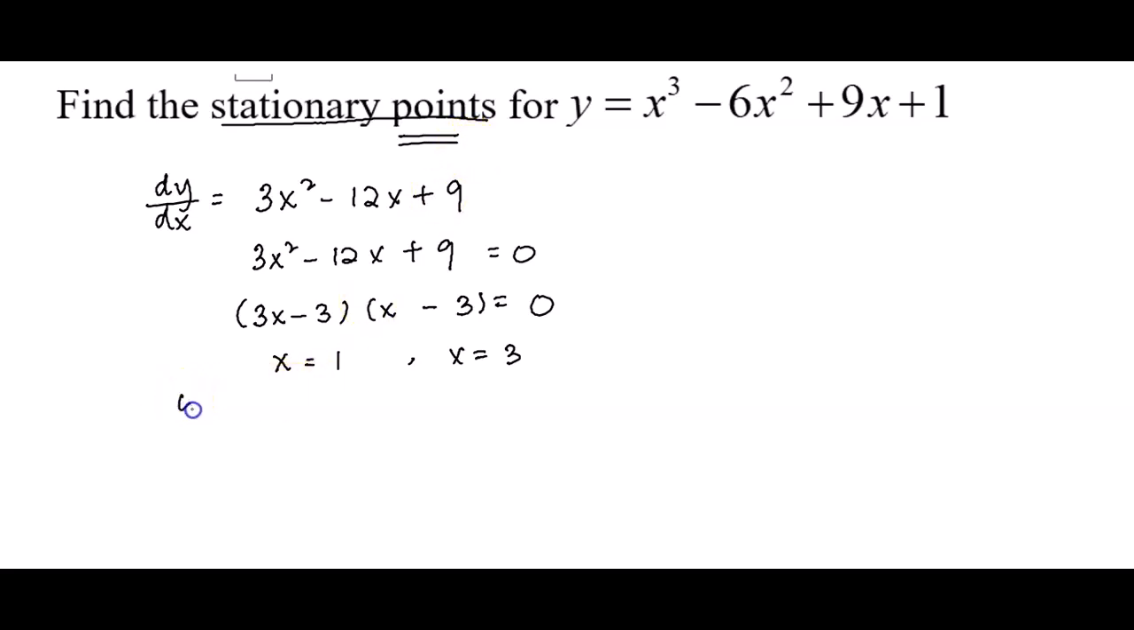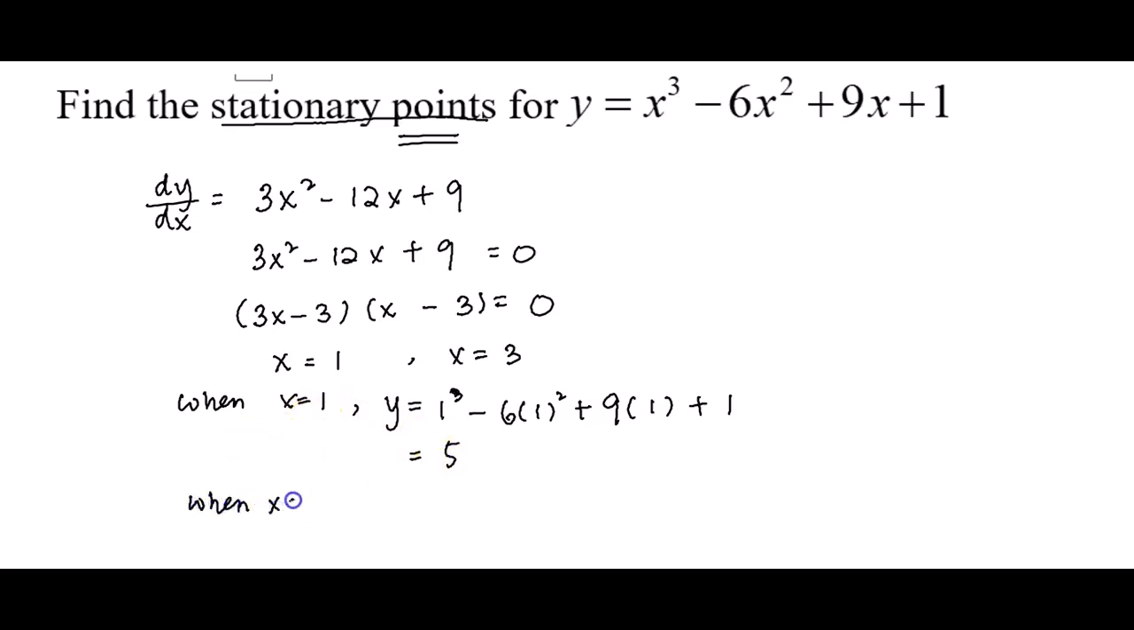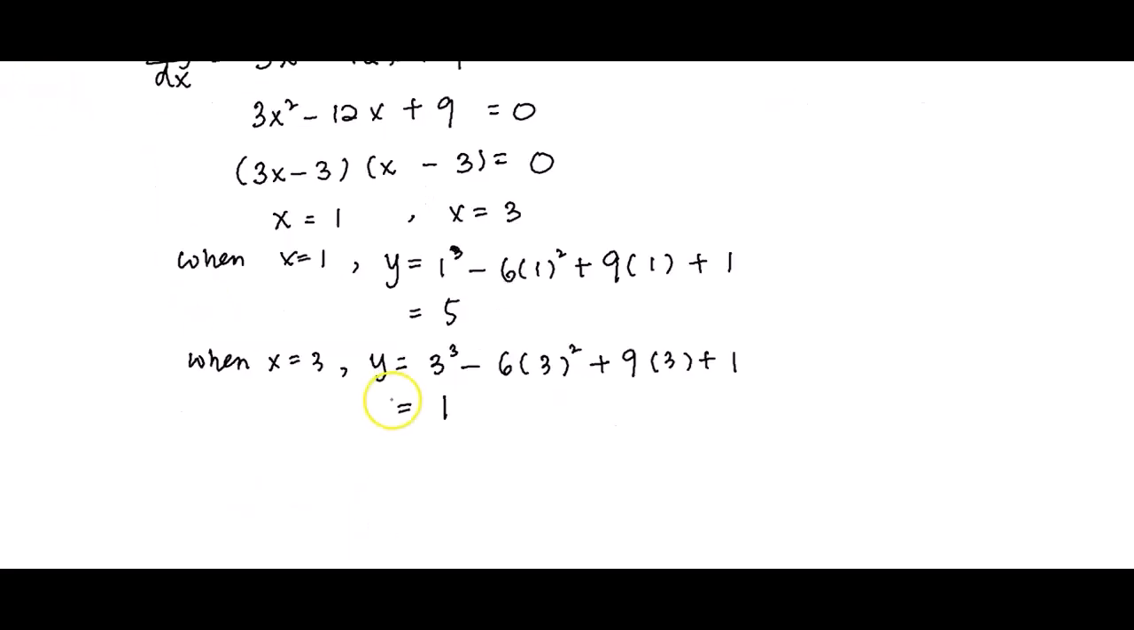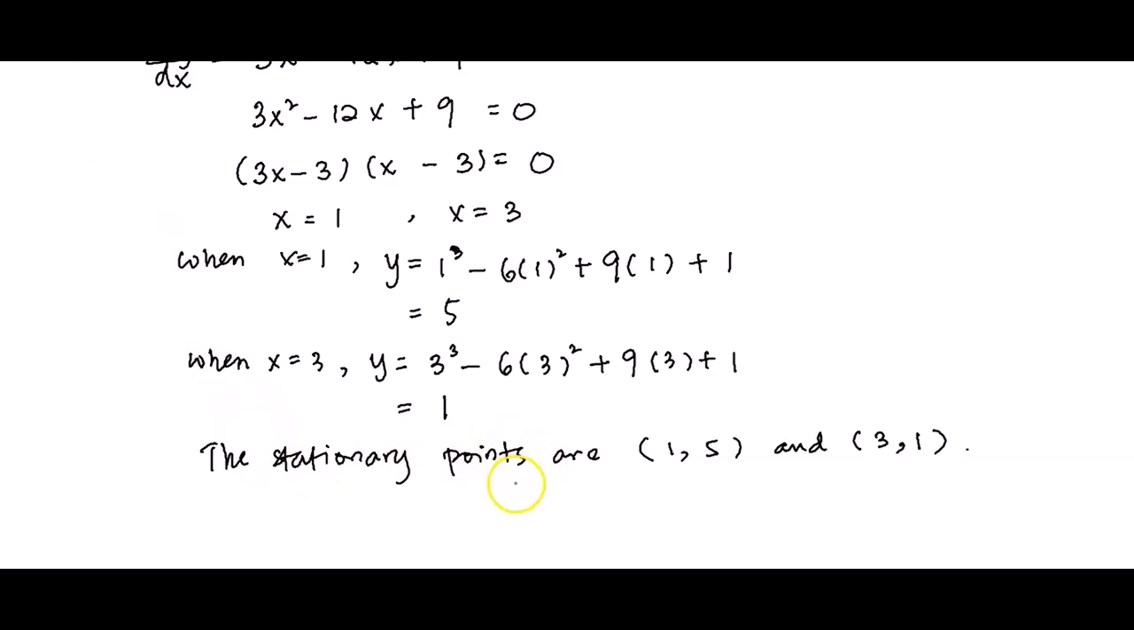So we need to further get the corresponding y-coordinate, that is, substitute x equals 1 into the function to get the y value. When I substitute x equals 1 into the function, I got y equals 5. That will be my first stationary point, that is (1, 5). Next, we substitute x equals 3 into the function as well, and I got y equals 1. So that will be the second stationary point. So make your conclusion: the stationary points are (1, 5) and (3, 1).